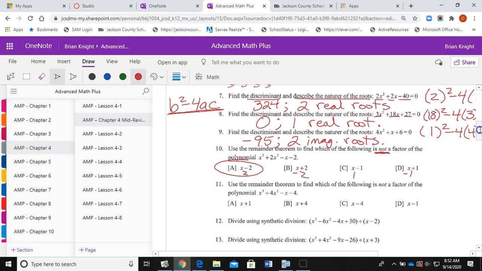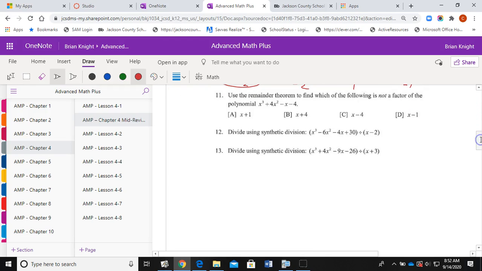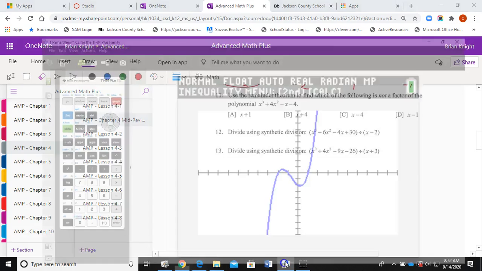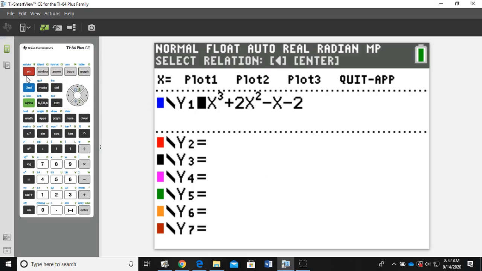11, same thing. We're going to plug it in just because I think that's the quickest and easiest way of doing things. So this time it's x cubed minus, it was minus, right? Minus 4x squared? Oh, no, plus 4x squared. Thank you. Plus 4x squared, then minus what? Minus 4. I got it right? Okay.